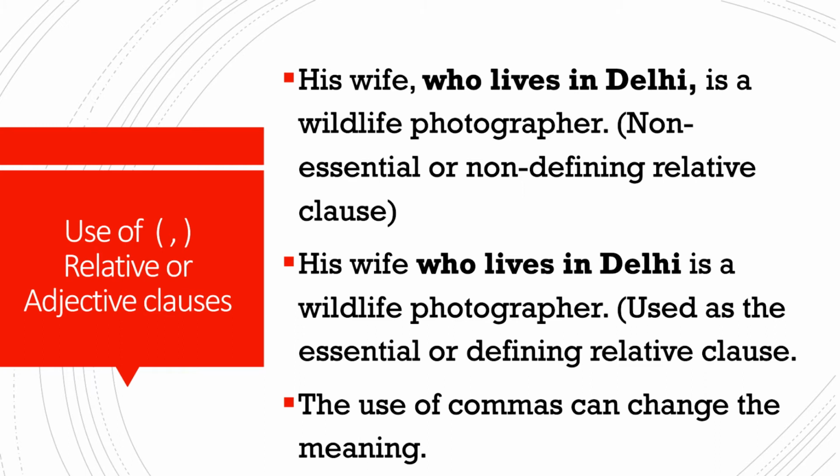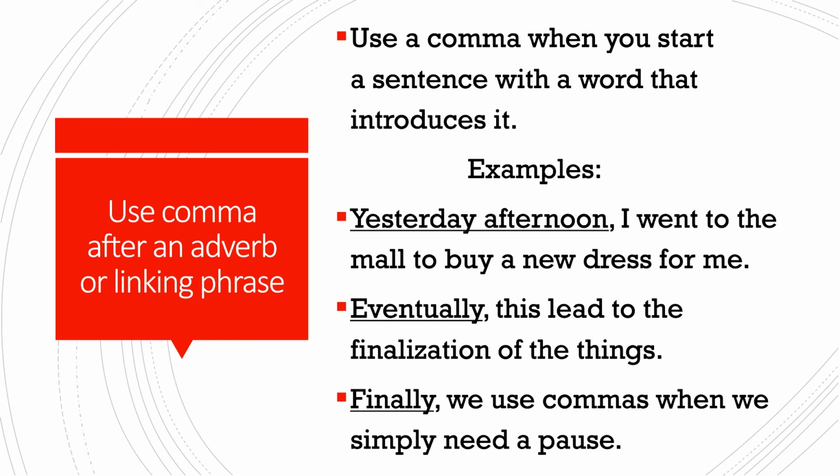So in brief, we can say we should use two commas in the middle of a sentence to separate out information that's not essential to the sentence's meaning but only provides extra details. We should use comma when we start a sentence with a word or phrase that introduces it. For example, yesterday afternoon, I went to the mall to buy a dress for me. So, when you use an adverb or linking phrase at the start of a sentence, we use a comma after it.